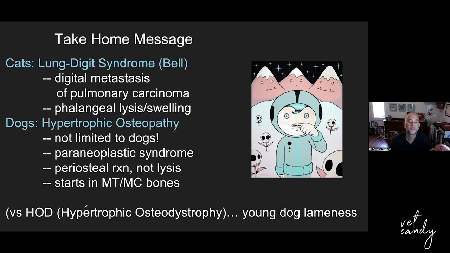If you remove this cat's lung tumor for lung digit syndrome, the lameness is not going to go away. It has already metastasized to the digits. Okay, so yeah, you do not take out the lung in a case where you've already diagnosed lung digit syndrome. We'll oftentimes put a needle in the swelling in the digits and get carcinoma just off of the aspirate. Okay, and of course, this should all be differentiated from HOD, hypertrophic osteodystrophy, which is that young dog lameness that we talked about, or we went down the road of bad cancer. Okay.